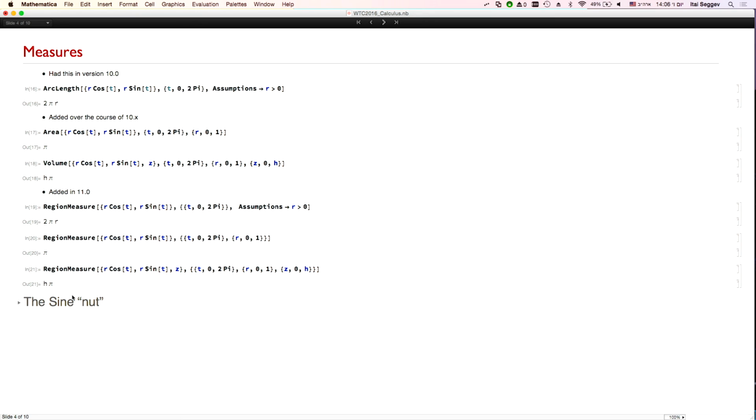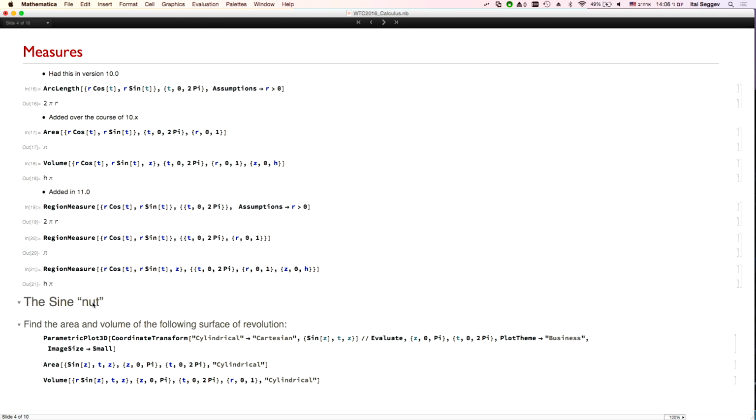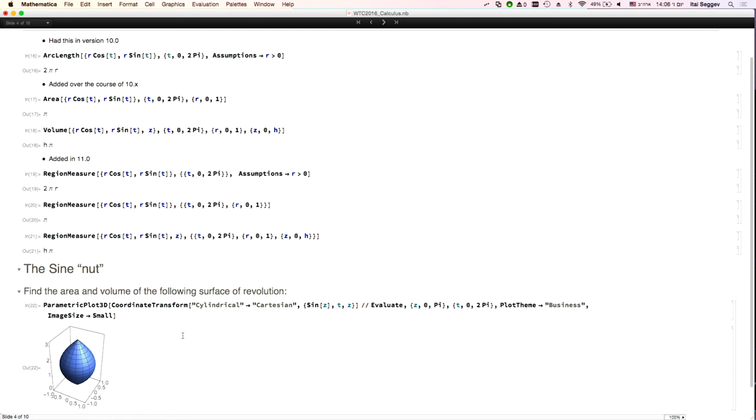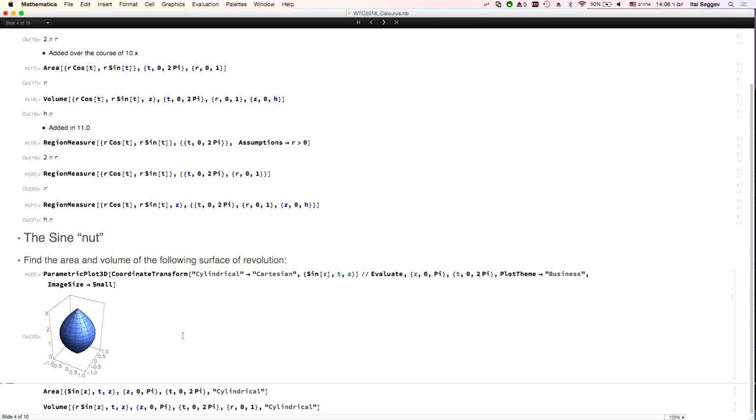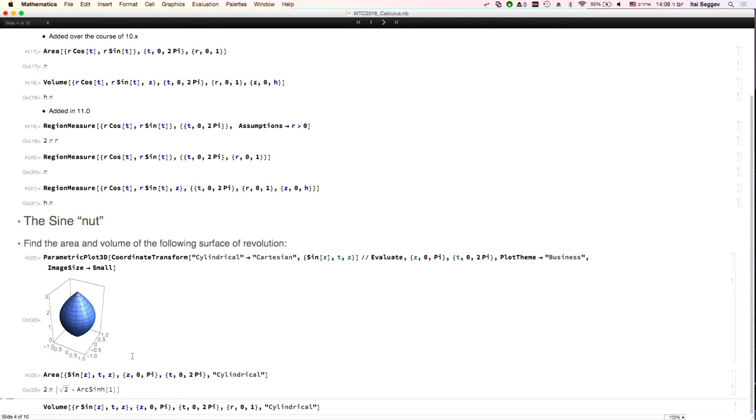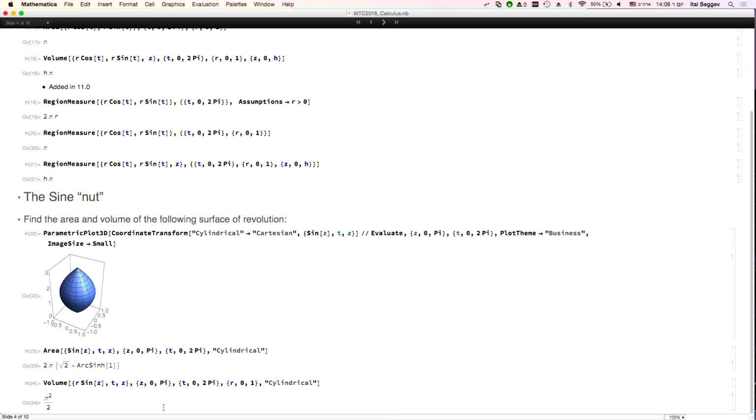parametric region. So one of the advantages of this parametric form over the more familiar region form is that you can use non-Cartesian coordinates. So here I have a surface of revolution, which is this nice nut shape. And that's very easily expressed in cylindrical coordinates. So I can ask for the area as z goes from 0 to pi and theta goes from 0 to 2 pi. If I integrate over all 3 variables, I get the volume of the nut.